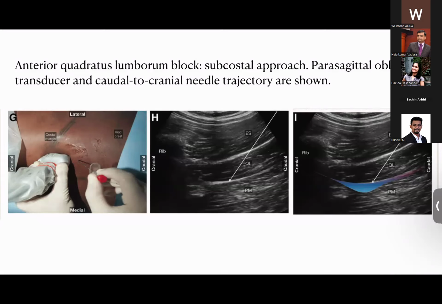In the second image, we will be able to see the most superficial is the erector spinae muscle, then the second is the QL muscle, and the third is the psoas major muscle. And we can see the hyperechoic fascial plane between the QL and the psoas major muscle, which would be our plane of interest, and we would inject our local anesthetic here.